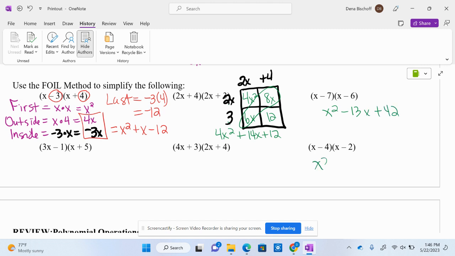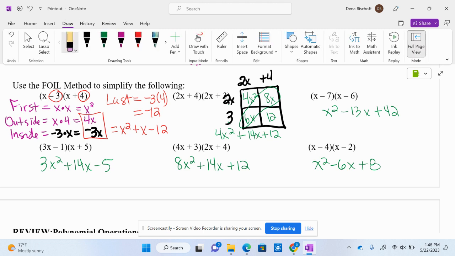I'm almost done. 6 and 8 is x plus 12. We ready to look at them? Okay.